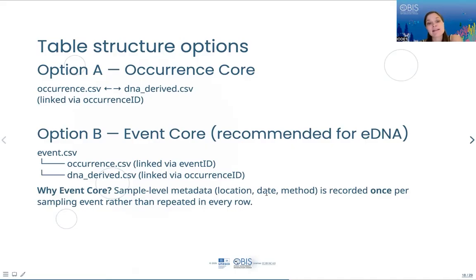If you have that, then it is recorded only once per sampling event. So if you use the occurrence core, you basically record this information for every occurrence. But as we know, in DNA datasets you can have thousands of occurrences, in which case it is easier if you can record these for your event instead of your occurrences.